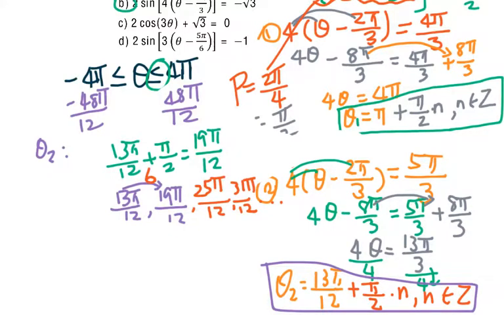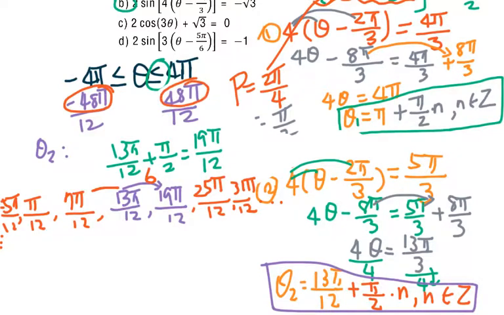37 pi over 12. Keep going. And for this size, you have to subtract 6 from here. So I will get the 7 pi over 12. Then you get the pi over 12. Then you get negative 5 pi over 12. Yeah, you need to keep going until the denominator will be negative 48 pi or positive 48 pi. Then you stop. It will be a long list for this question.